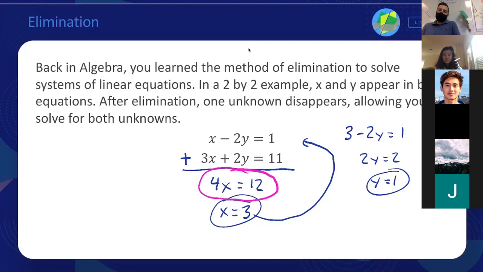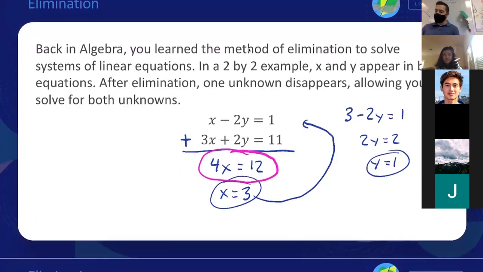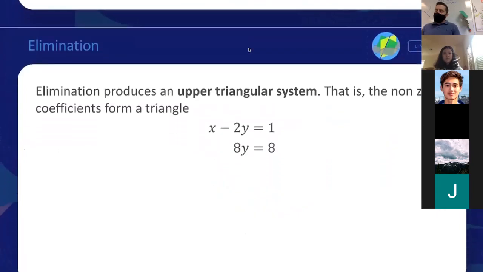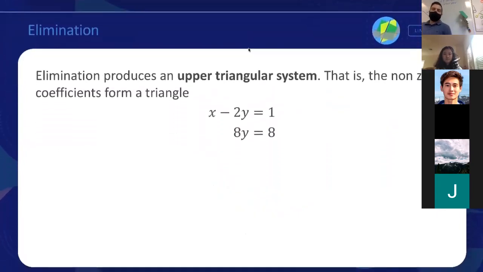So we will get this other equation that we're then solving. Adding multiples of one equation to another gives us another equation going through the same intersection point. Okay, this produces what we call an upper triangular system, meaning the non-zero coefficients form a triangle. So we end up with this triangular shape here, where as I move down the triangle, I'm getting fewer and fewer variables. That's going to be our goal here.